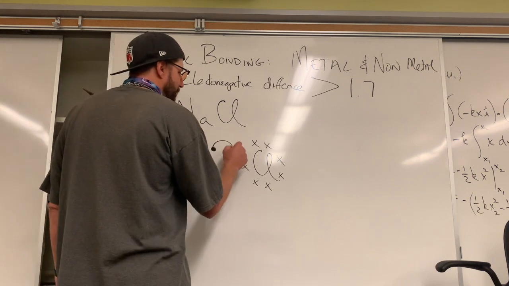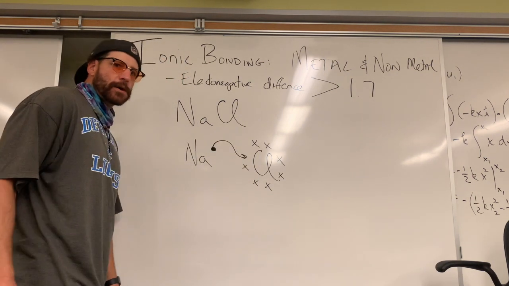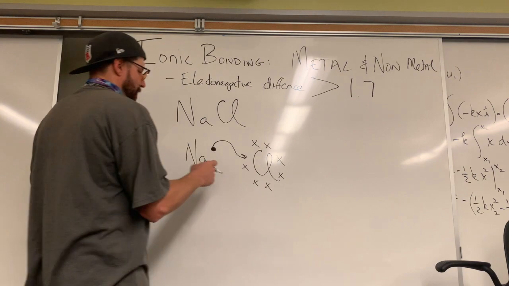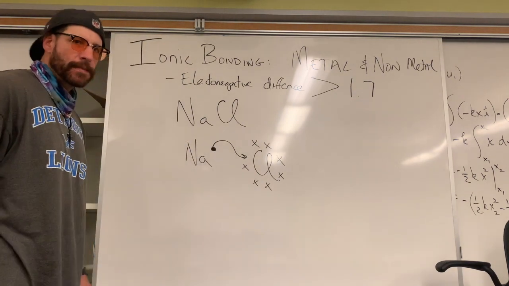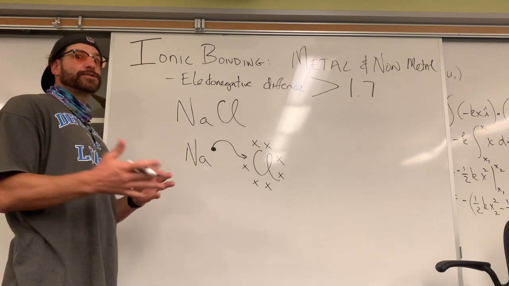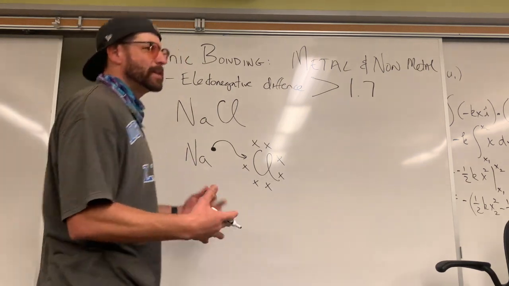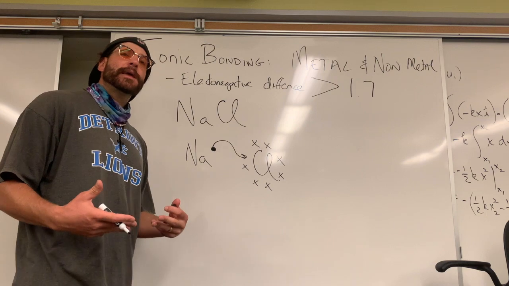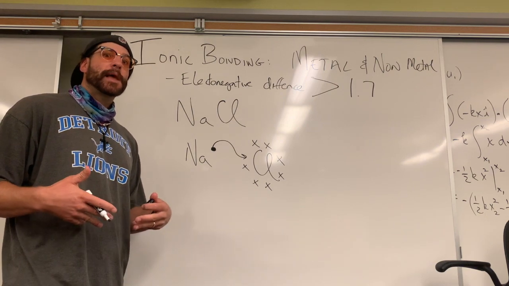And you go, okay, I see how that works for chlorine. Chlorine now has 8 valence electrons. But how about sodium? Sodium only has one valence electron. Or excuse me, sodium now has no valence electrons. So isn't it unhappy? And the answer is no. Actually, it is happy.